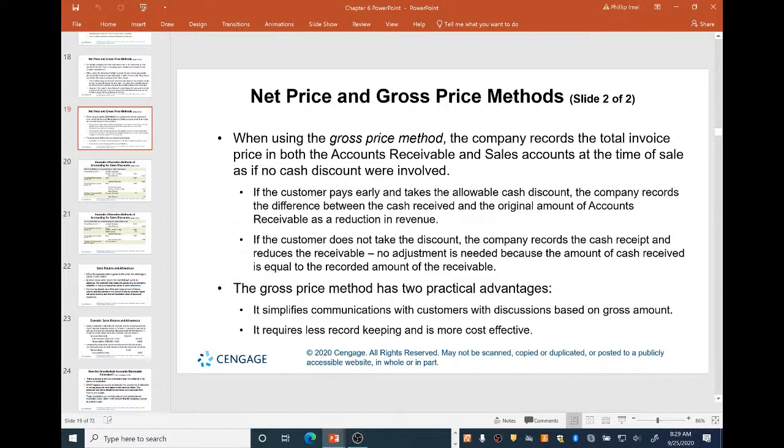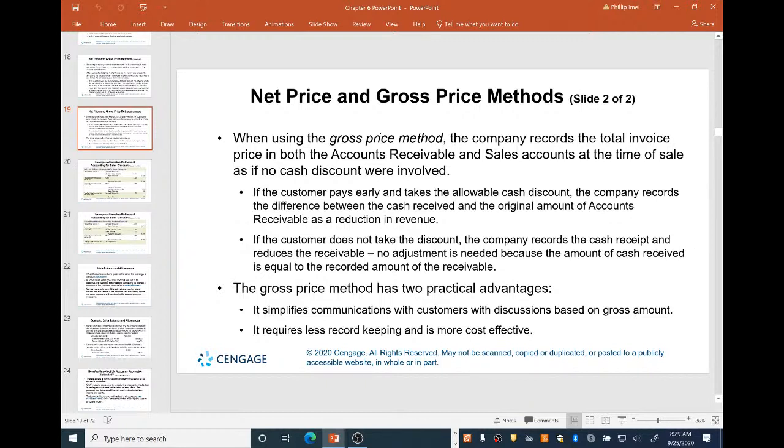If they don't, then we include the additional as revenue, right? The difference in the cash received. Same thing, flip side of the other one, we just reduce the revenue if they end up taking the actual discount.